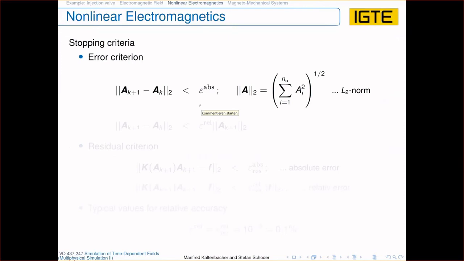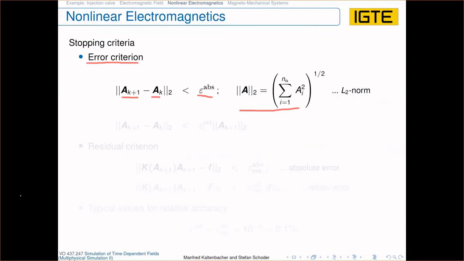But what is the error? The first idea is going to a so-called error criterion. So we just check the new solution and check how far away the new solution is from the old solution in the L2 norm. You take each component of your solution vector, take the difference, square it, and sum it up, and then take the square root as shown here. And if this is smaller than some given epsilon, because it's an absolute norm, then you can stop.